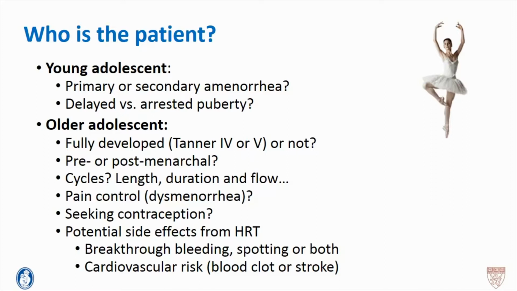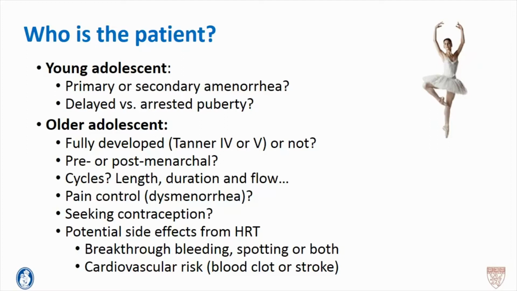In the older adolescents who I meet, and I take care of some college students, is she fully developed, completely developed in terms of breast would be Tanner stage 5, if you've heard of our pubertal staging, or not. Again, is she premenarchal, hasn't started periods, or postmenarchal? If she had periods, how long did her cycles last? Were they monthly or every 3 months? And how long did they last? Was it 1 day or the typical 5 or 6 days? Did she have pain with periods? Because that gives me information as to whether she was ovulating.